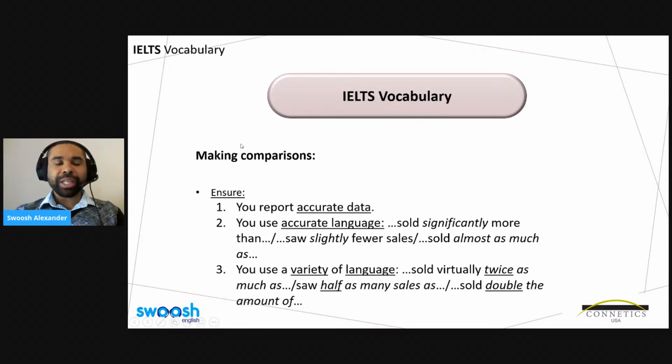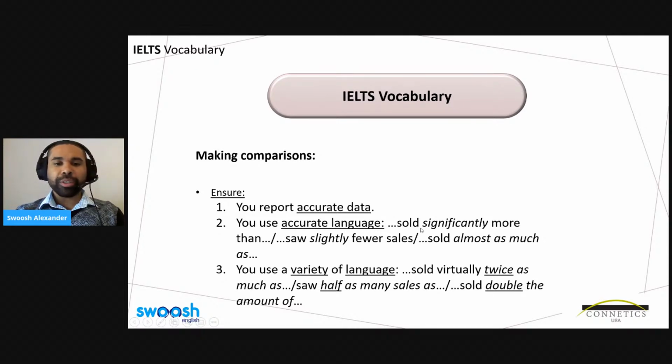So making relevant comparisons involves reporting accurate data. We have to make sure that the data that we report from the graph is correct. So that involves obviously checking what we are writing carefully and making sure that we're constantly cross-referencing what we're writing with the graph itself. We must, of course, make sure that we use accurate language.